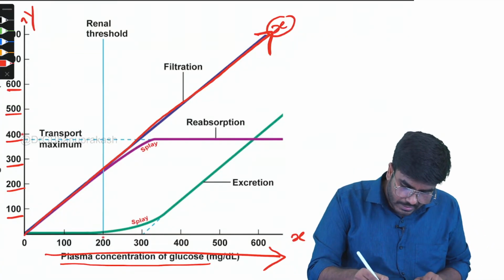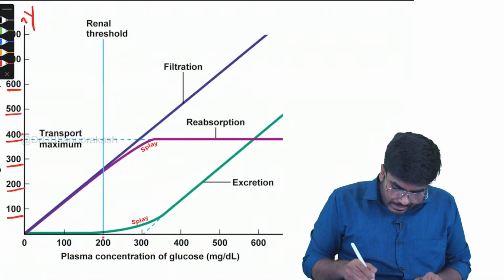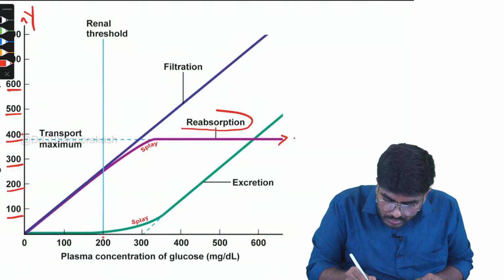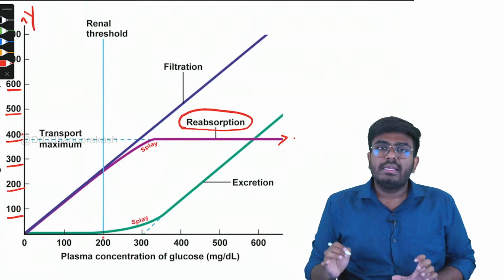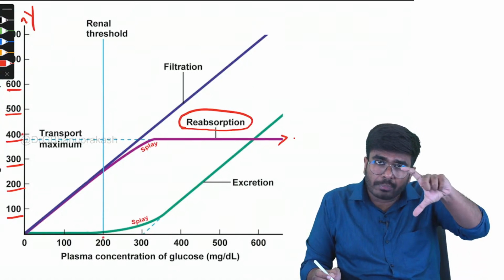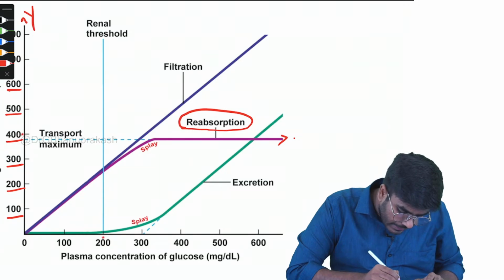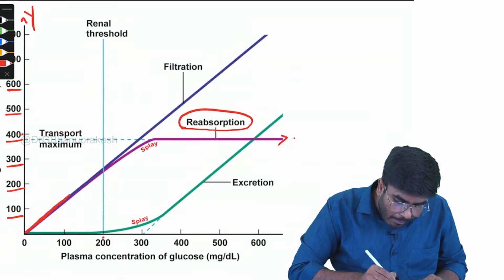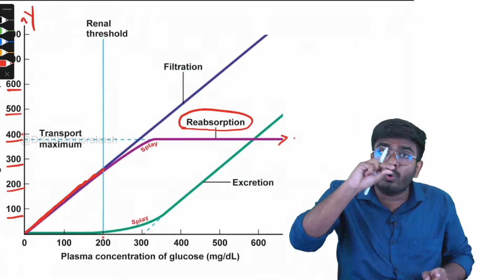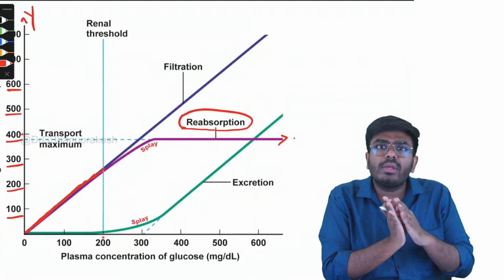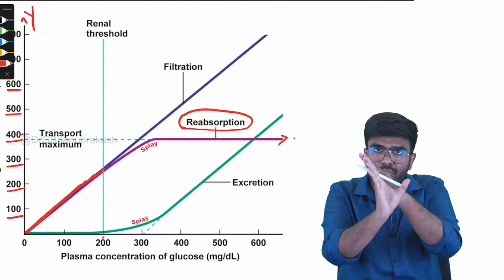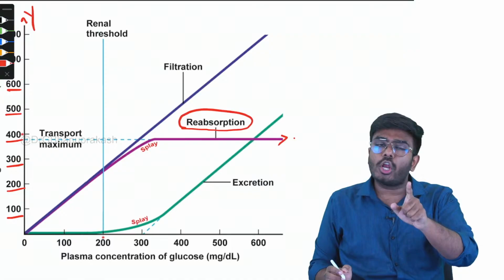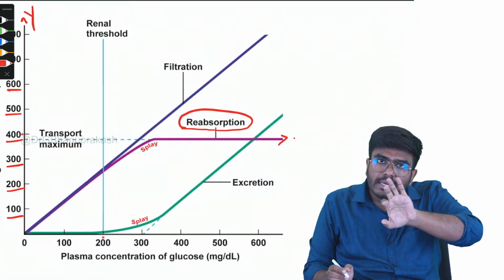Okay, understood. Now, what is this violet color line? This violet color line is talking about reabsorption. Initially, whatever is getting filtered, the blue color line, the same amount is reabsorbed. That's the reason why the blue color line and the violet color line are coinciding. They are exactly at the same point. So whatever is getting filtered is getting reabsorbed in the physiological limits.